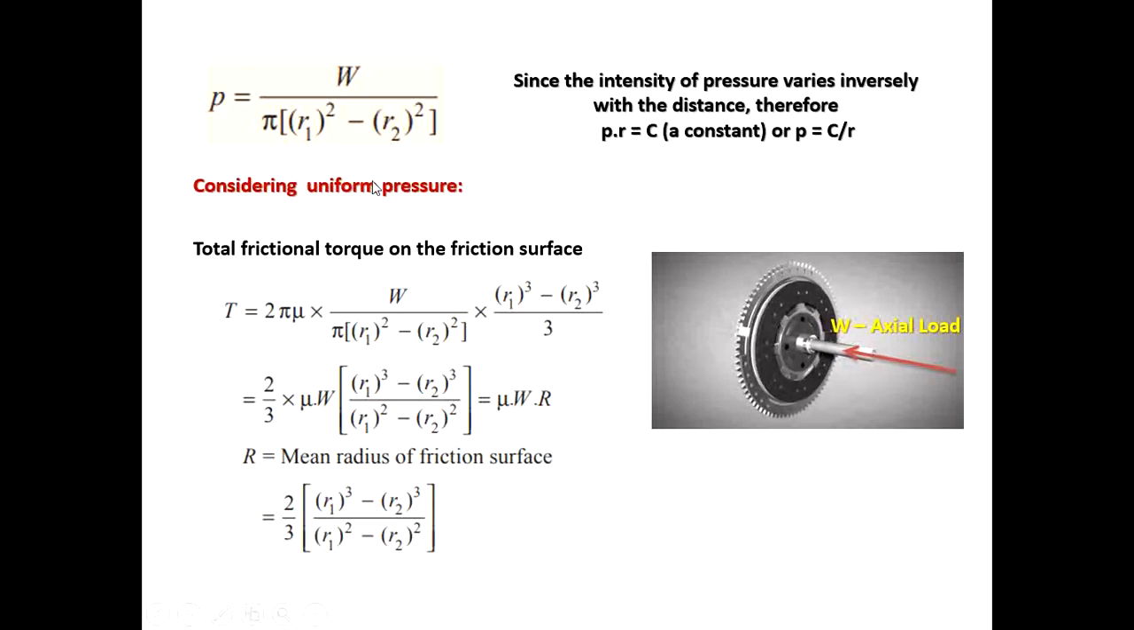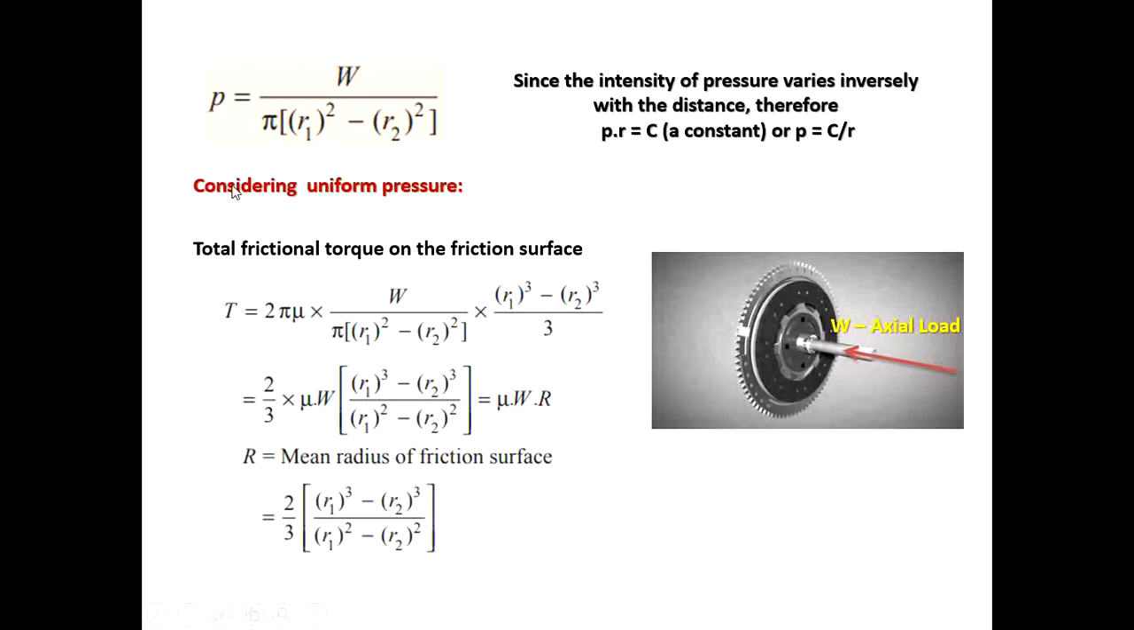Now there are two concepts in clutches while solving problems: one is uniform pressure and the other is uniform wear. If we consider the uniform pressure theory, we have to follow one set of equations. By default, we have to consider the clutches by the uniform wear theory unless otherwise stated, because clutches will have uniform wear over the surface.